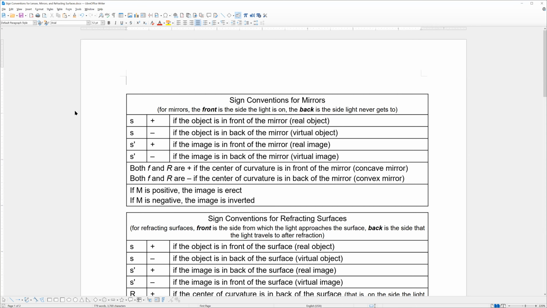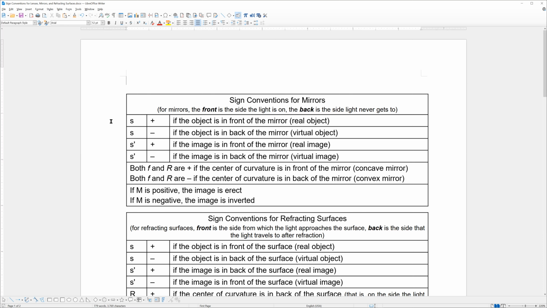Now, one convention we're going to use is that the letter S, just plain S, will be the distance from the mirror to the object that is going to have its light reflected. If the object is in front of the mirror, we'll call it a real object. You can think of a real object as one from which the light actually does diverge. You can have a virtual object. That would be if the object is in back of the mirror. Now, how could that possibly be?